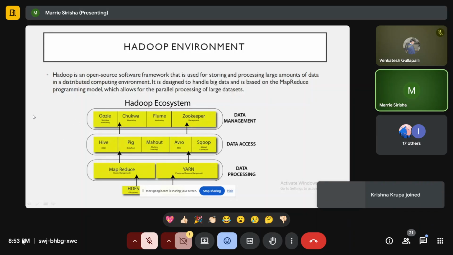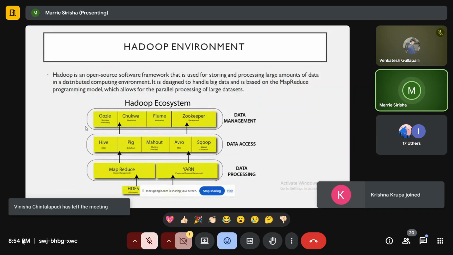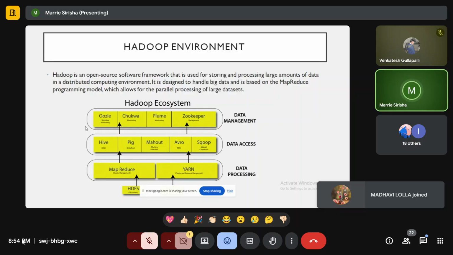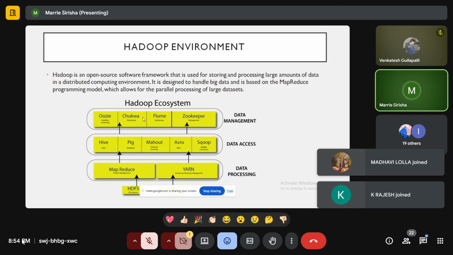The first one, Oozie, is for workflow and monitoring. How the data works, and which data should be scheduled first, this is the job of Oozie. And Chukwa is for monitoring the data. Next, Flume is also for monitoring. And Zookeeper is for management.